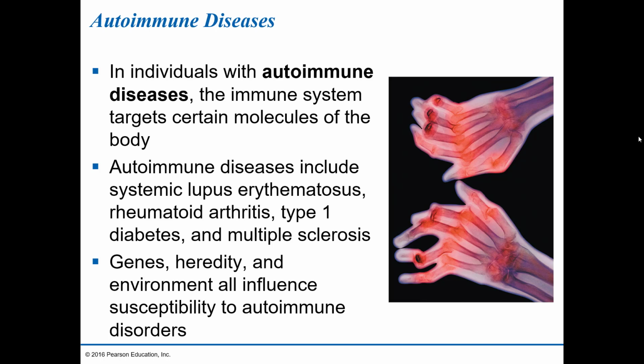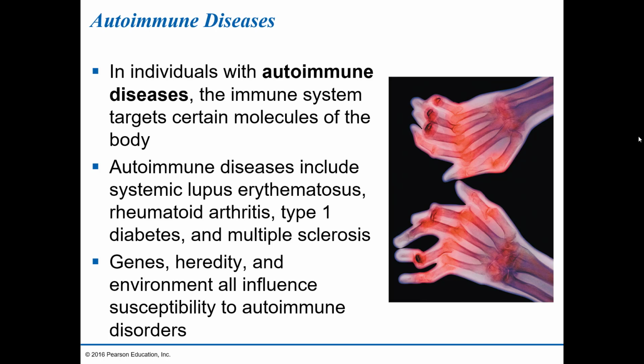Another problem with our immune system is when we have autoimmune diseases. People that have an autoimmune disease, their immune system targets certain molecules of the body. And so we are reacting against our own cells, basically. And there's a lot of different types. Multiple sclerosis is an example. Diabetes is another example. Type 1, not type 2. Lupus, rheumatoid arthritis, like you can see in that picture.